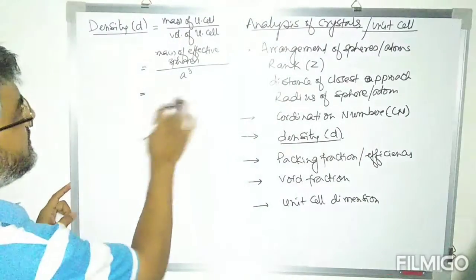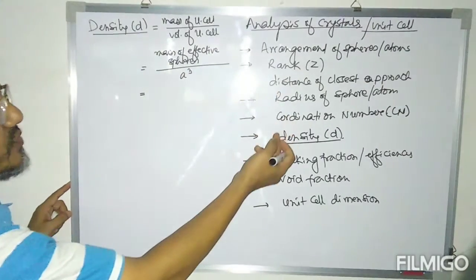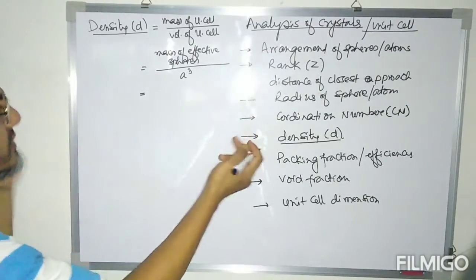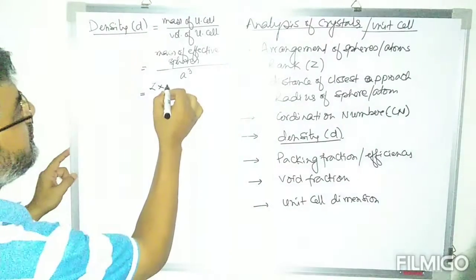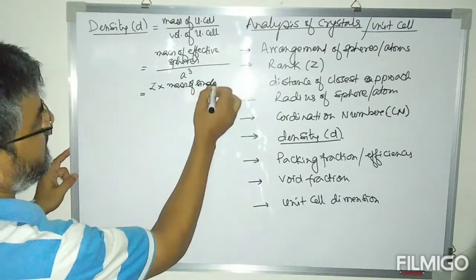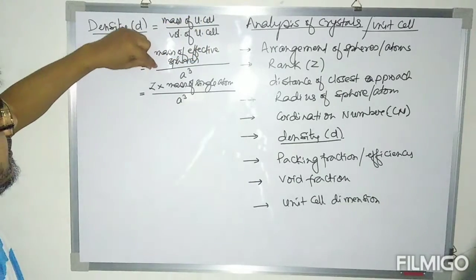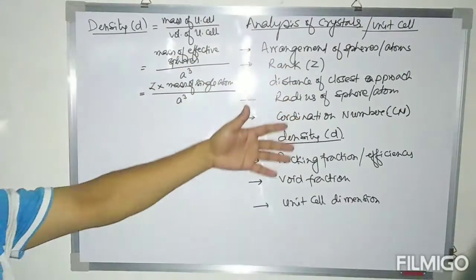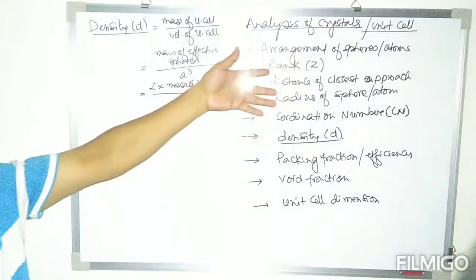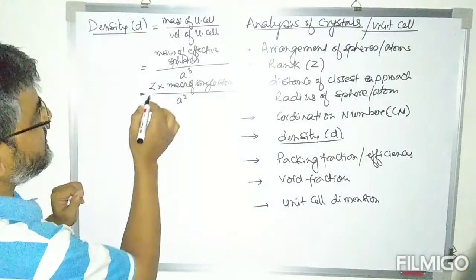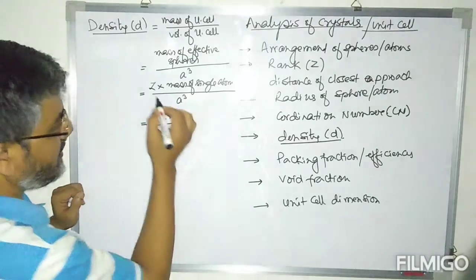Mass of effective spheres, or mass of effective atoms, because we consider these atoms to be spherical in nature, so we define these spheres as atoms. So the mass of effective spheres is equal to Z times the mass of a single atom, divided by a cube. Effective atoms means the effective number of atoms present per unit cell, and that is defined as Z. So Z times the mass of a single atom is the mass of effective atoms present in the unit cell. So we have Z times, let the mass of a single atom be m, divided by a cube.